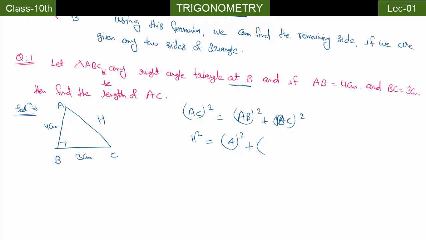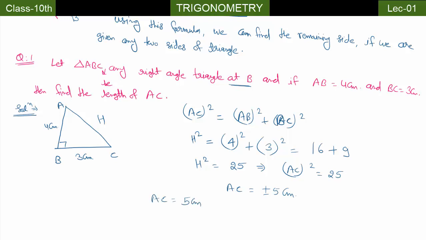So hypotenuse square equals 4 square plus 3 square. 4 square is 16 plus 3 square is 9. So we get hypotenuse square equals 25. So we finally get AC square equals 25. If I take the square root on both sides, I get AC equals plus or minus 5 centimeter. So we get two values of AC: AC equals 5 centimeter and AC equals minus 5 centimeter. We know that AC is the length of a side of the triangle, which can never be negative. So AC equals minus 5 is rejected, and AC equals 5 centimeter.